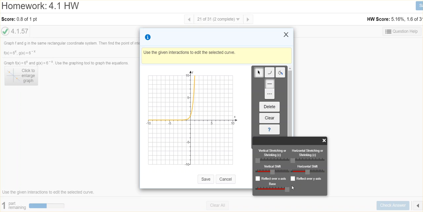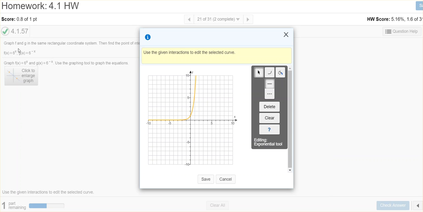This is where I can indicate what the base is and all of these transformations. If I want to vertically stretch or shrink it, if I need a vertical shift, a horizontal shift, if I want to reflect it over the x-axis or the y-axis, and the base. So right now I'm just graphing 6 to the x, so I just need to indicate that the base is 6. So that is the graph of 6 to the x.